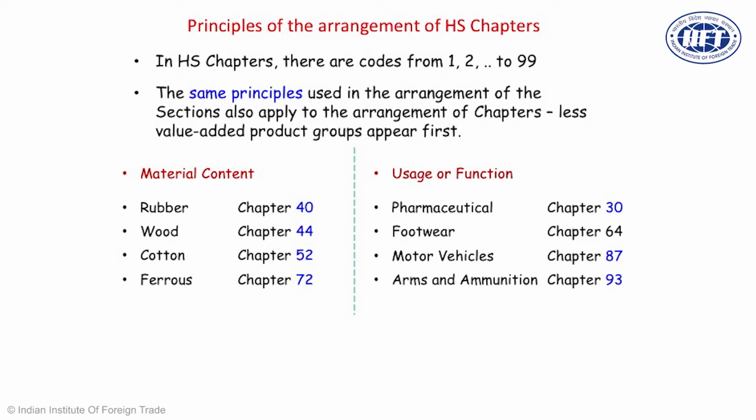there is another way in which we can identify a product in the HS spectrum, that is the usage or function. Suppose you are exporting footwear. Now, there could be leather footwear, but they are not going to appear under HS42, like the case of, let's say, the wallet or handbag that we have seen earlier. Footwear is going to come under HS64, or motor vehicles are going to come under HS87.